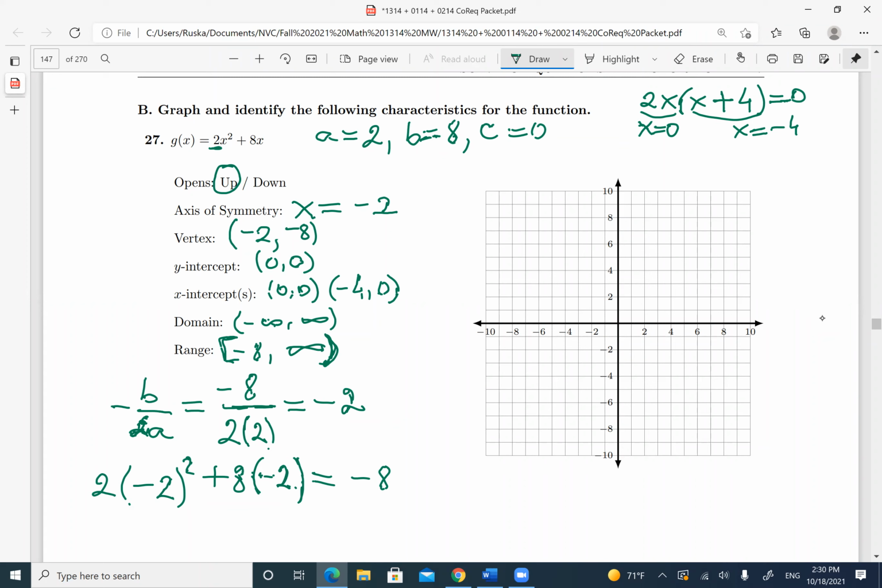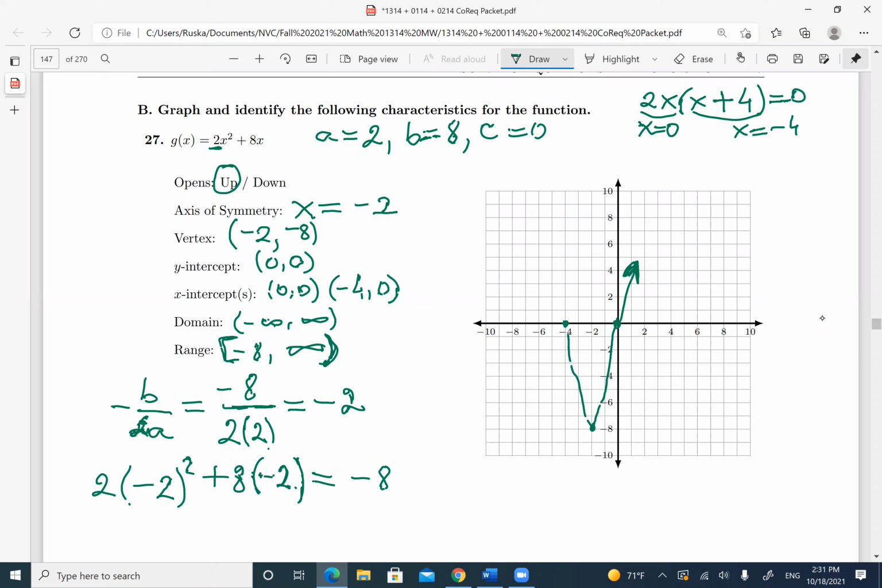So now let's graph it. So how you graph it? You're going to start with the vertex, negative 2, negative 8. That's my vertex there. What else? Y-intercept and x-intercept at 0, 0. And then negative 4 and 0. So those are my two x-intercepts. And the y-intercept is also 0, 0. And then you're going to connect those and you're going to draw the graph. The parabola is going up like this.